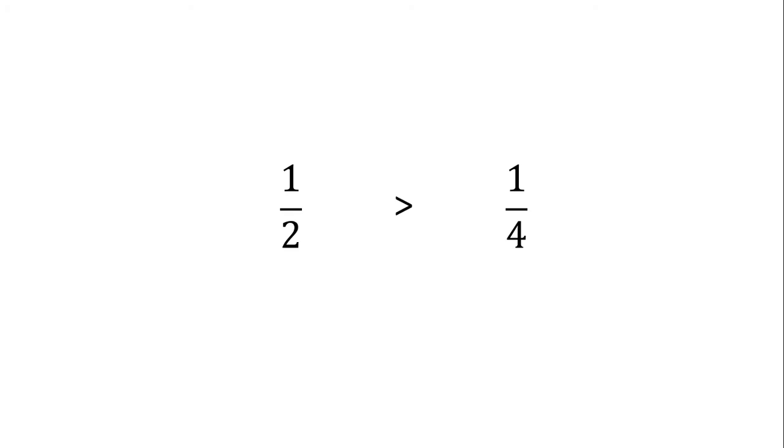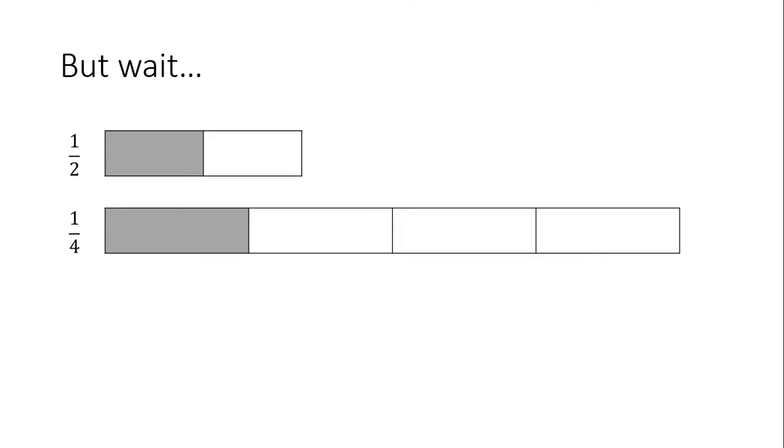But wait, you say. Here are 2 fraction strips. One is 1/2 colored in, one is 1/4 colored in, and clearly the 1/4 is a larger colored in piece than the 1/2. What's going on? Was I lying to you? Is all of math a lie? Is all of life a lie?